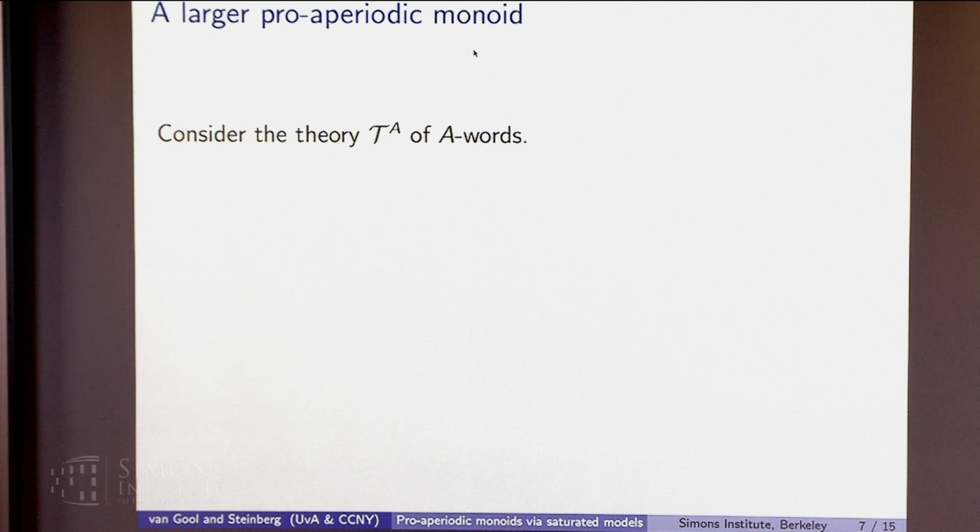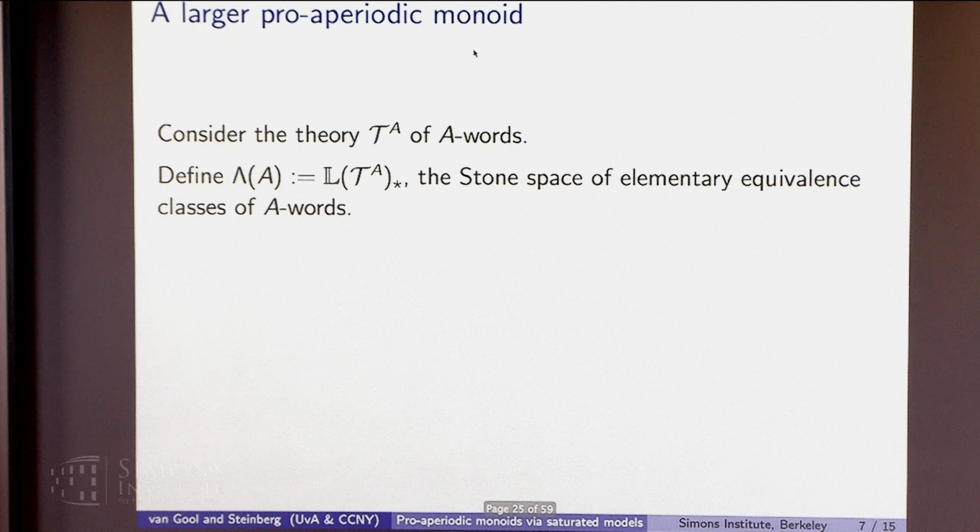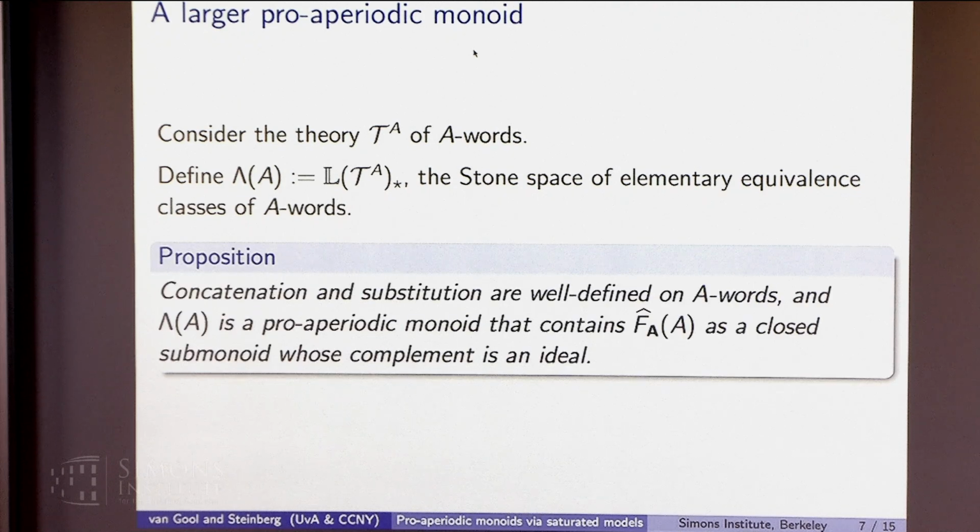So as I mentioned, there's actually a larger pro-aperiodic monoid where all of this takes place. If you just look at the theory of A words and you play the same game, you look at the classes of models of this theory, let's call that pro-aperiodic monoid that we get lambda of A, lambda to indicate linear orders. Then the concatenation and substitution operations are well defined on A words. This lambda of A becomes a pro-aperiodic monoid, and it contains the free pro-aperiodic monoid, which were just the pseudo-finite A words, as a closed submonoid, and moreover, the complement is an ideal. So by multiplying non-pseudo-finite things, you always remain non-pseudo-finite.